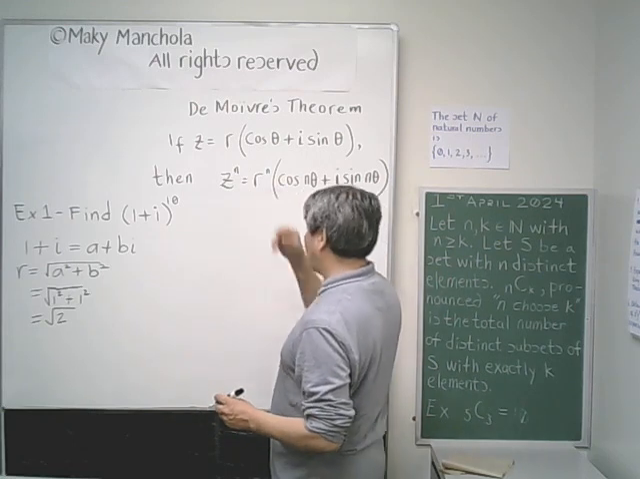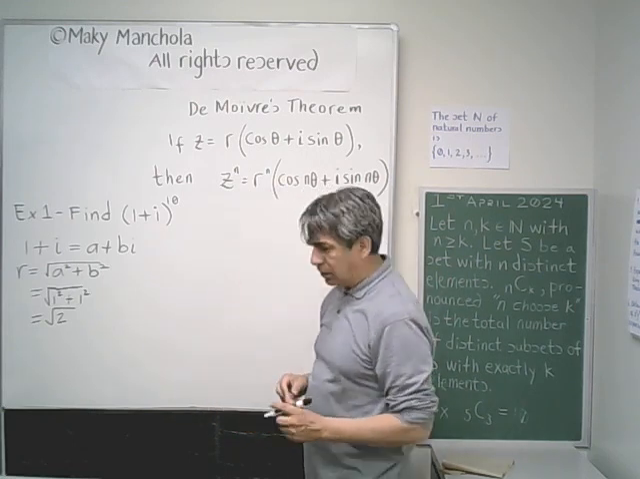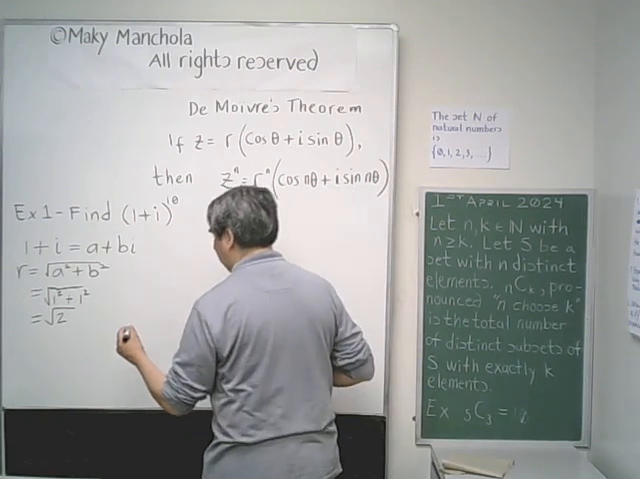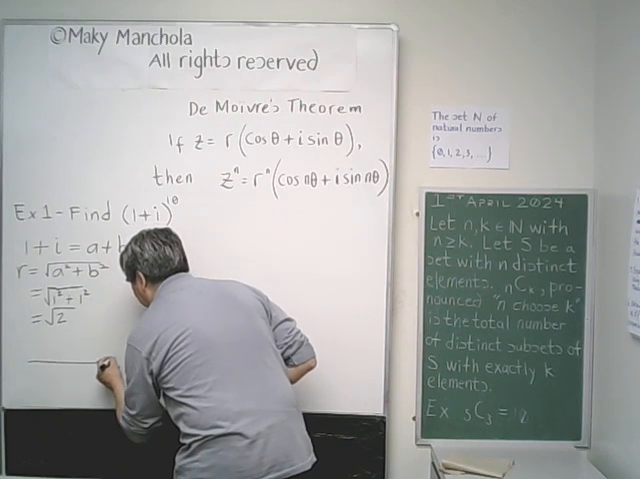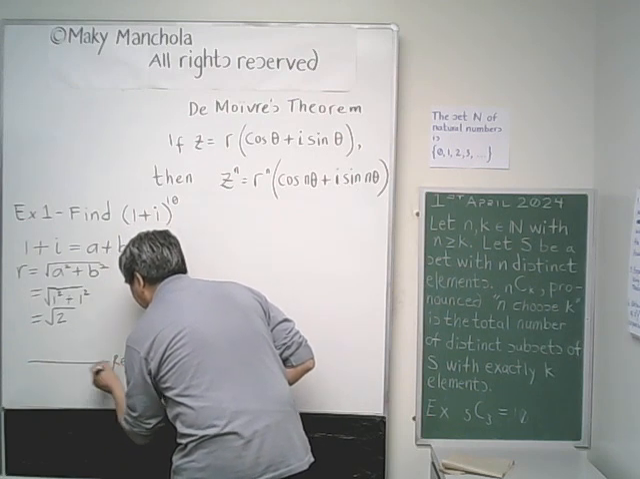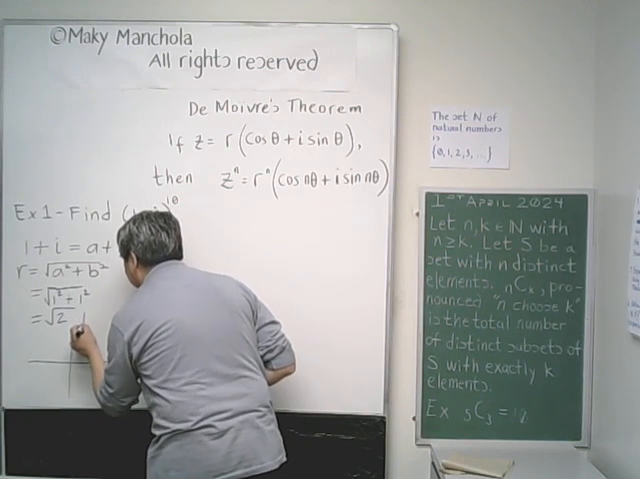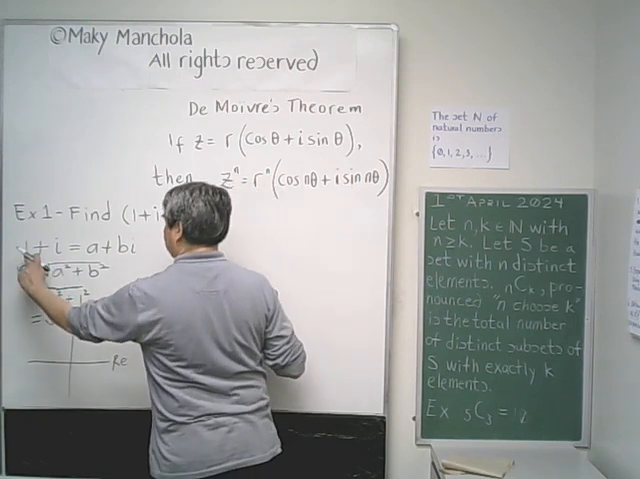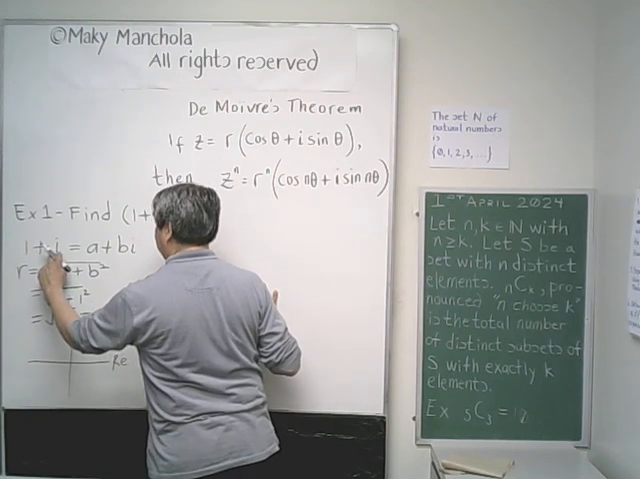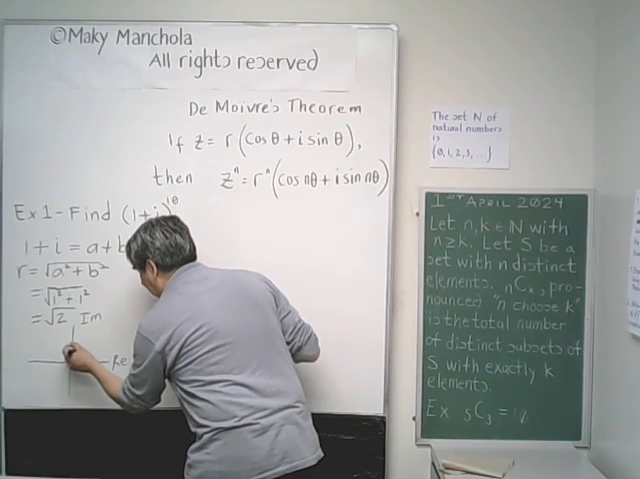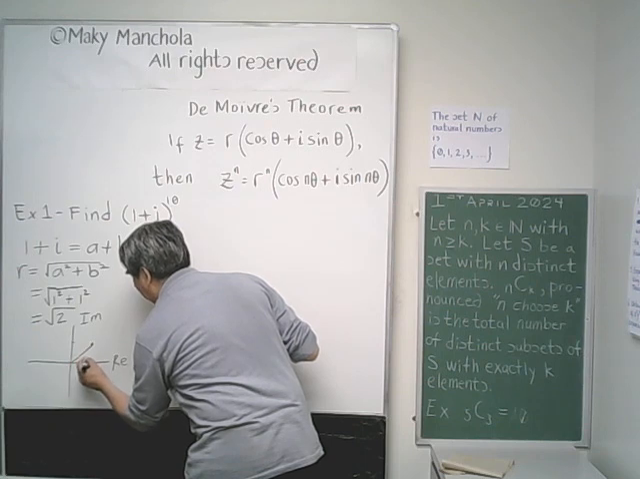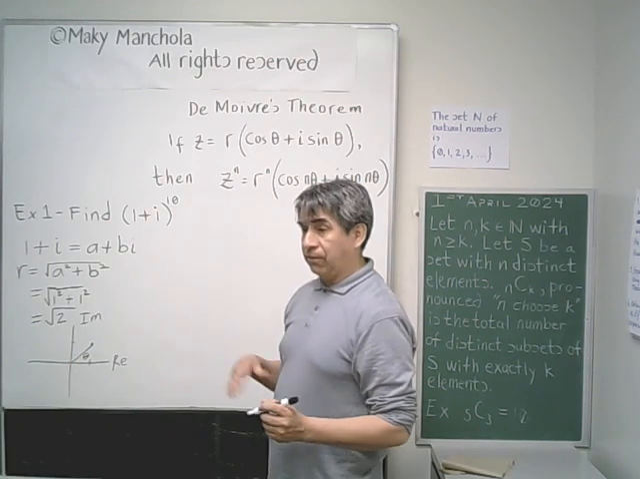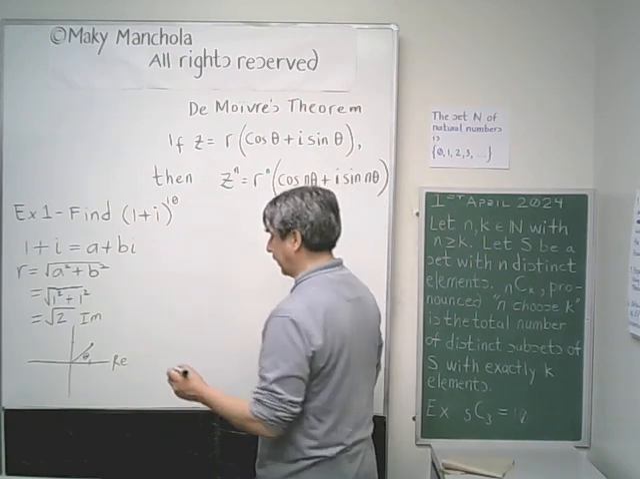Now, to see what the angle theta is, we should plot our complex number on the complex plane. So let's do it right here. Here is our real axis, our imaginary axis. The real part in our complex number is 1, and the imaginary part is also 1. When we plot our complex number, we realize that the angle theta is 45 degrees or pi over 4 radians.